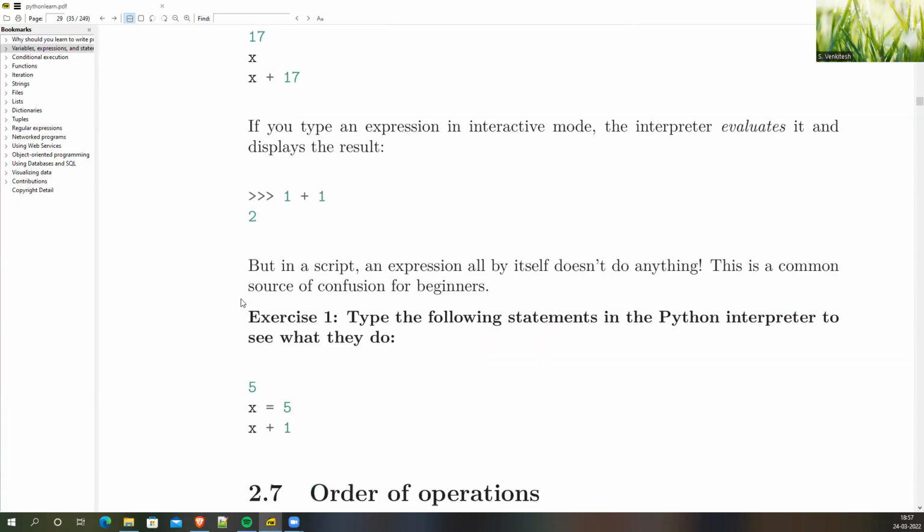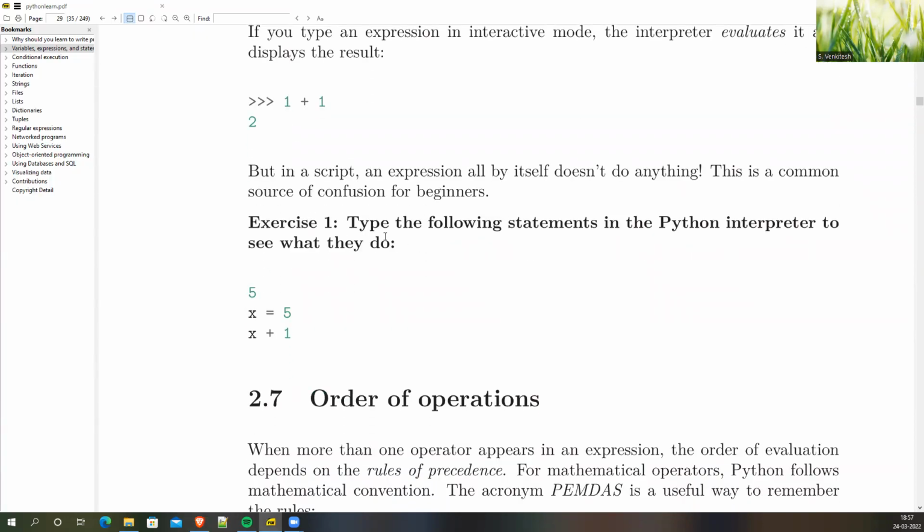Okay, so let's get back. And here's a cute exercise. Type the following statements in the Python interpreter to see what they do. So in order to see what you really get, you will have to do print as well. Okay, so print 5, then do x equal to 5 and print x, and then print x plus 1. That's what you have to try to do.